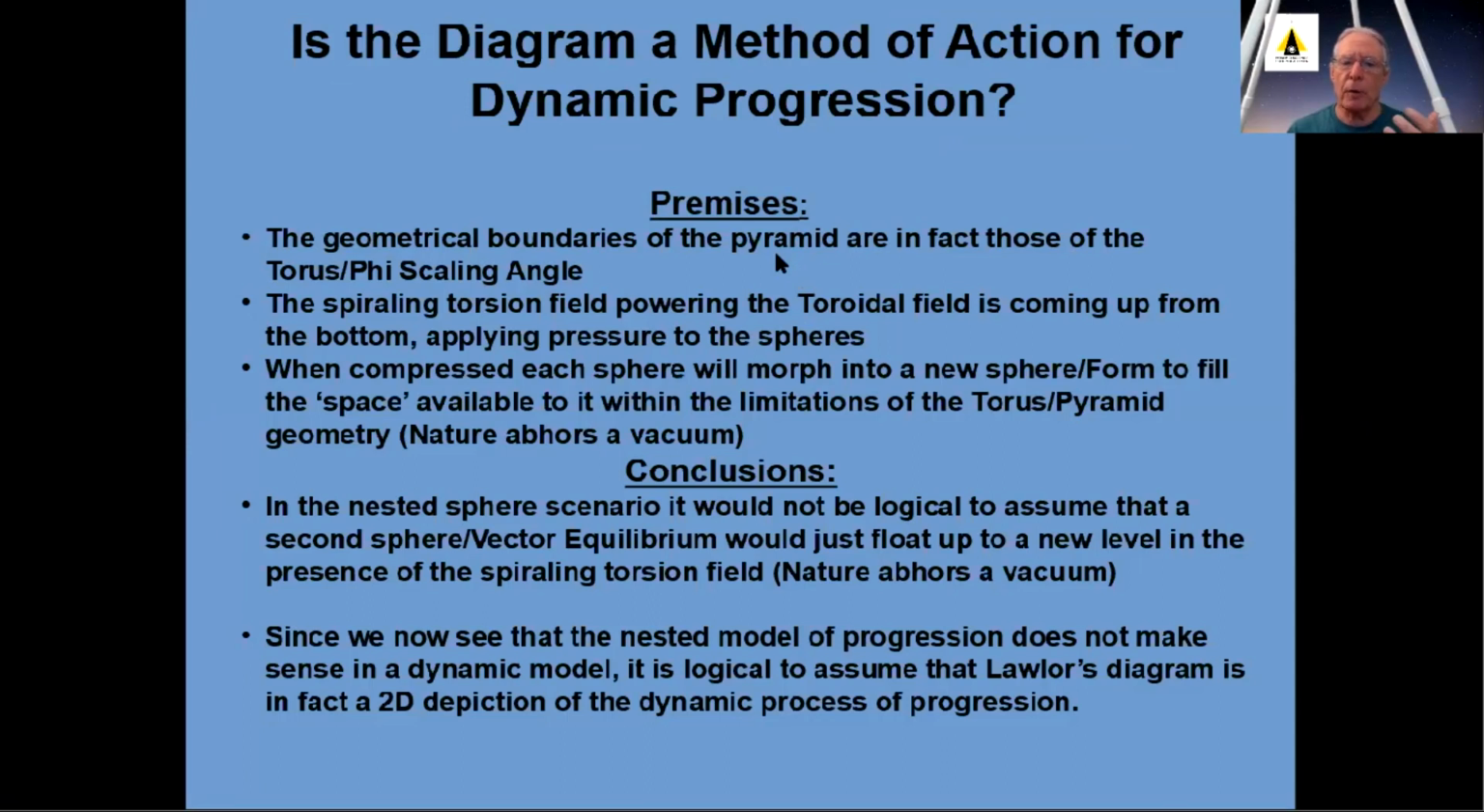The geometrical boundaries of the pyramid are in fact the same as those of the torus and the Phi scaling angle. So we're all in sync on that. The second one, the spiraling torsion field powering the toroidal field, is coming up from the bottom, applying pressure to the spheres, or in the words of Buckminster Fuller, to the vector equilibrium which contains the spheres. So those are pretty straightforward.